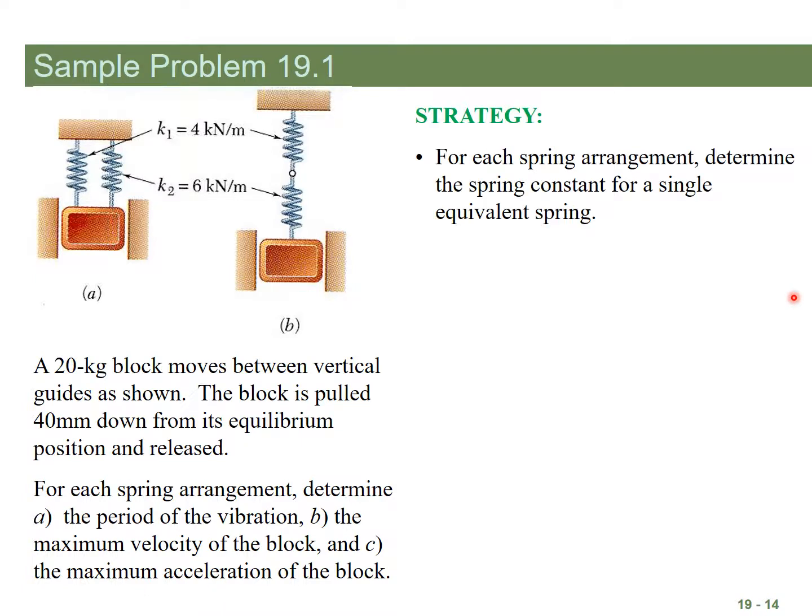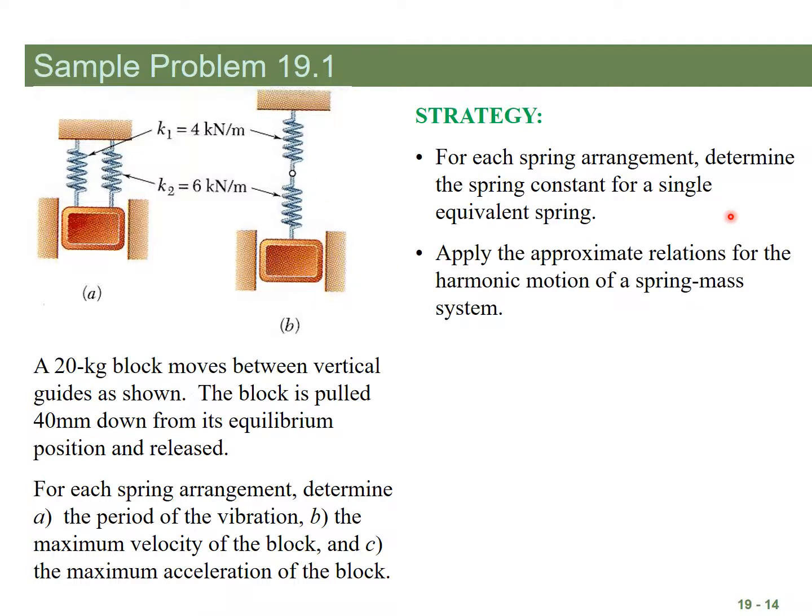What we're going to do first is find an equivalent spring. If these two were combined into just one spring that would give the same equivalent force, what would that single spring look like? We'll do that by drawing a free body diagram of our block and looking at how these forces add together. We're then going to apply the general solutions from the previous slide using our equivalent spring constant instead of the individual spring constants.